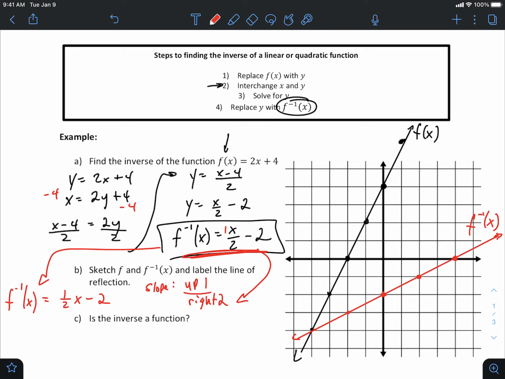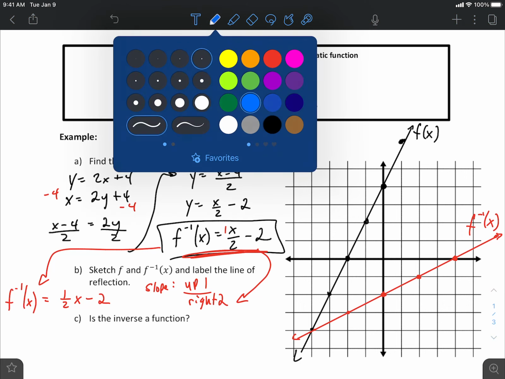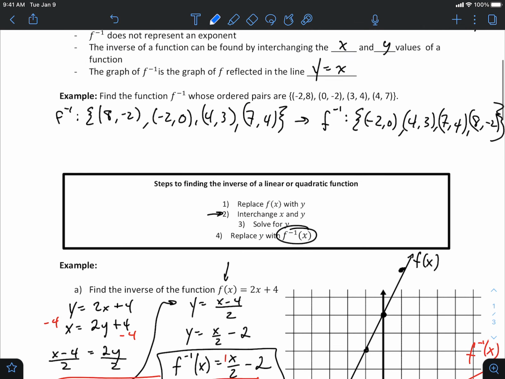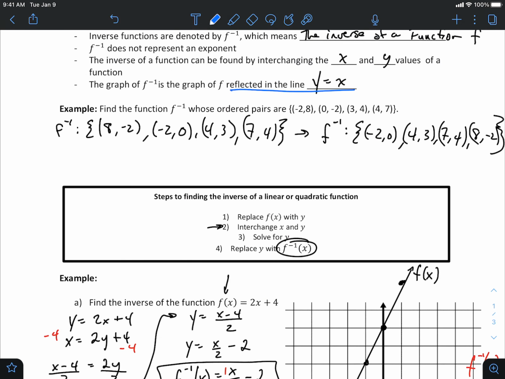Now here comes what I think is the coolest part of this lesson, and this is the definition of, or a piece of the definition of what an inverse is. Right at the very top, we said to just interchange the x and y values, and we find the inverse. But the cool part is, an inverse function of its original is a reflection. This was the other definition that we wrote down. Reflected in the line y equals x.